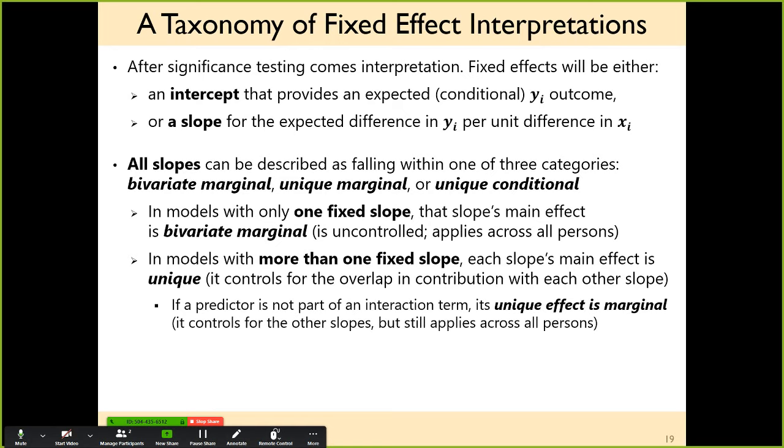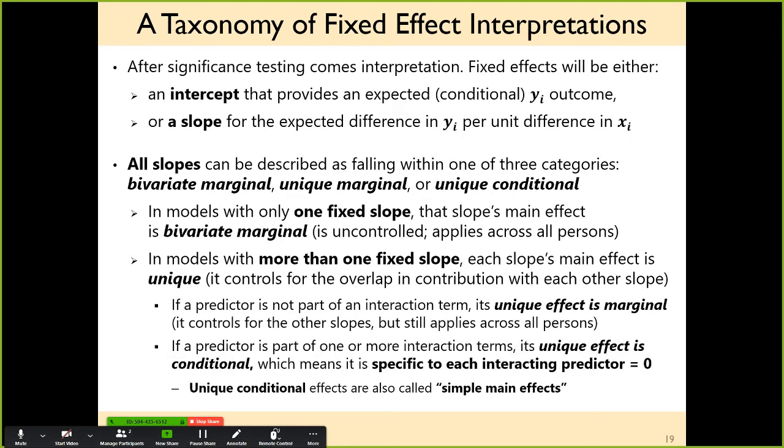If the predictor that has the slope is not part of an interaction term, then the unique effect is marginal. It applies to everyone. If the predictor that has the unique effect is part of an interaction, it's conditional. Not only is it the slope controlling for all the other stuff, it's the slope that's specific to the interacting variables being 0, conditional, in the same way that the intercept is specific to when the predictors are 0.